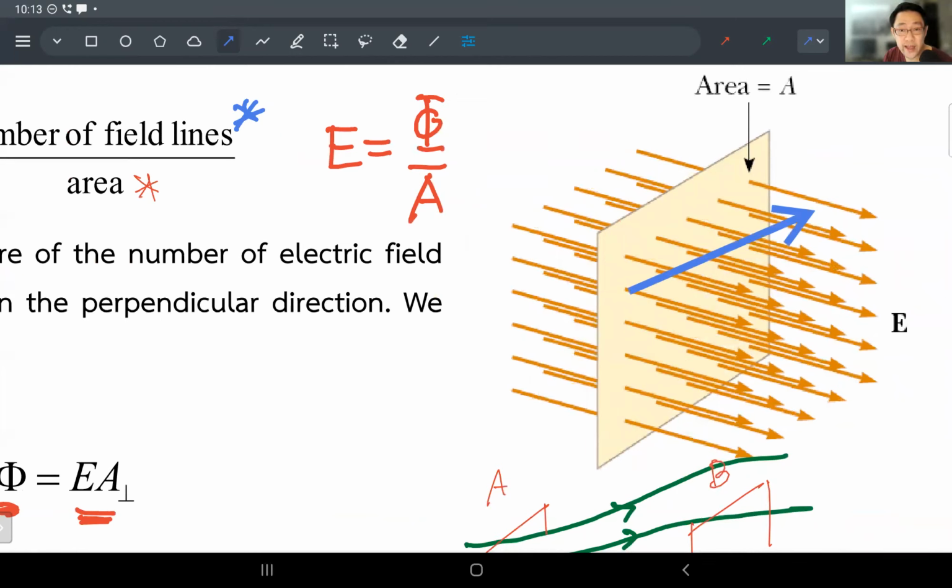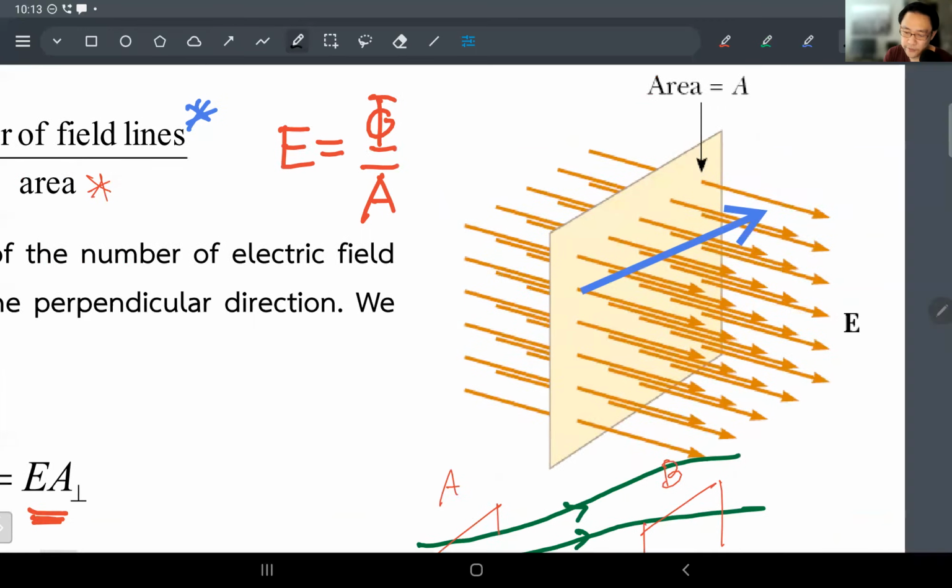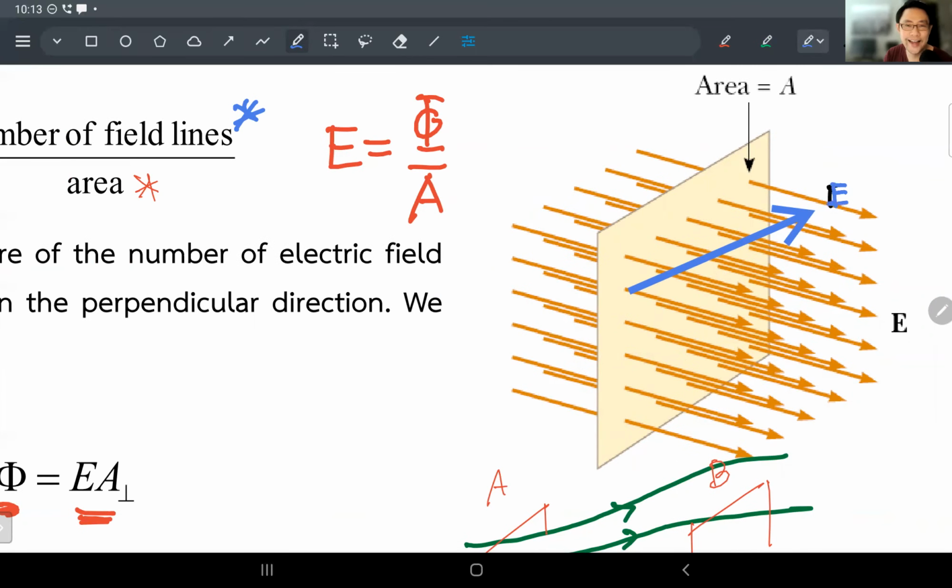Does this electric field vector actually penetrate, do you think? Oh, it's supposed to be... I don't know why it's refreshing all the time. See?